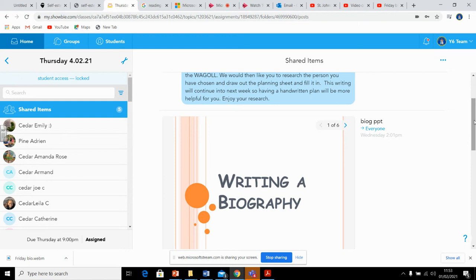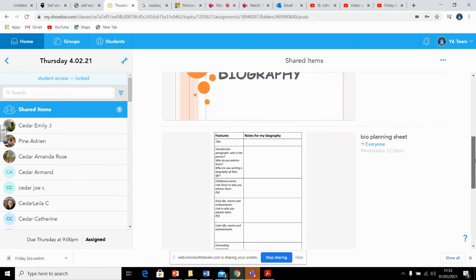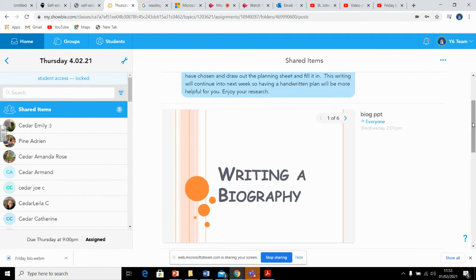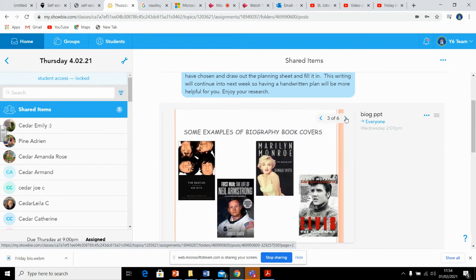So sometimes they're divided with little subheadings for early life, main part of life, remarkable achievements, etc. And other times they're just written as a full piece of writing, like the one below. So the way you organise your piece of writing might be slightly different to somebody else's, but it will follow the biography pattern. So if you have a look at the PowerPoint here, it explains that biography is writing about someone else's life. It highlights the key events that have happened in their life. It can be written about someone who's dead or alive, and your biography will include information about why you admire that person. So there's a bit of a twist to it.